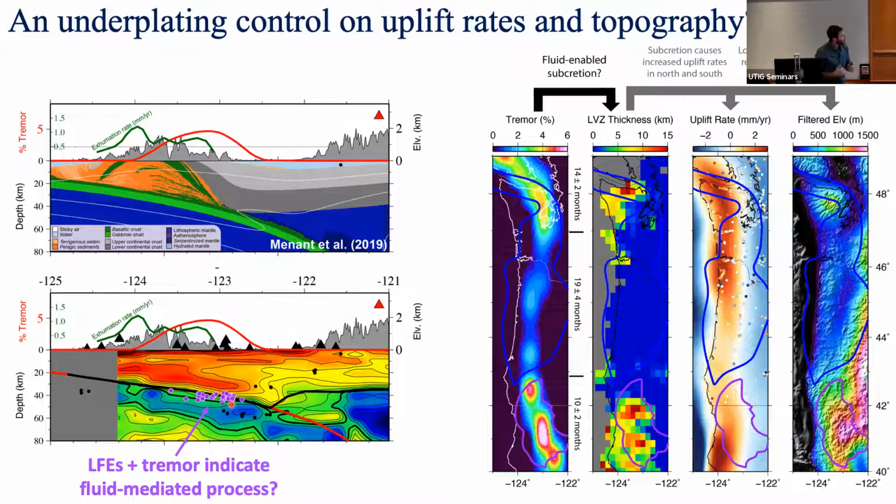So it seems like these areas where we have a lot of fluid, if we use tremor as a proxy for fluid, allow for the more efficient transfer of material from that downgoing to that overriding plate, more efficient basal accretion, that is reflected in the surface expression of subduction along the margin.